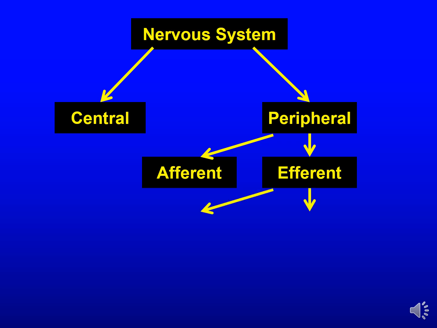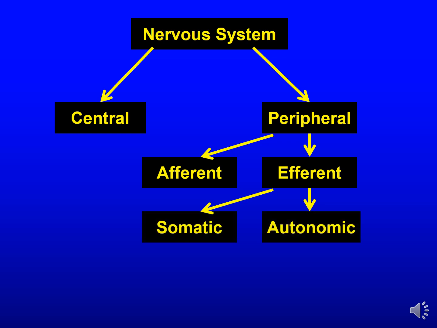The efferent system in turn is classified into somatic nervous system and autonomic nervous system. The somatic nervous system is the system that involves the transmitting signals toward the skeletal muscles, or the neuromuscular junction, where the nerves coming from the central nervous system going into the skeletal muscles, which are voluntary muscles.